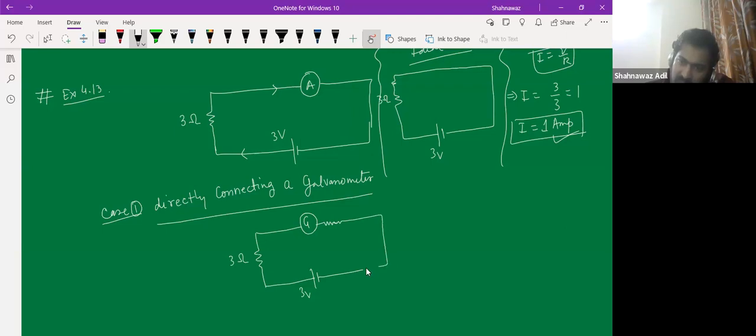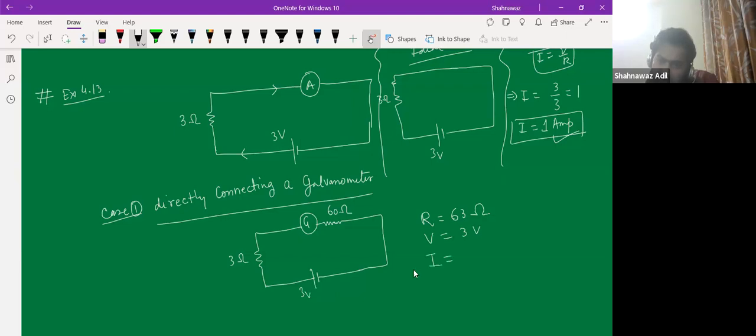And what is the resistance of this galvanometer? They have given 60 ohm, I guess. So this device has its own resistance. Then what is the total resistance that we are getting? Total resistance is 63 ohm. Voltage is how much? Voltage is 3 volt. Sorry, sir.